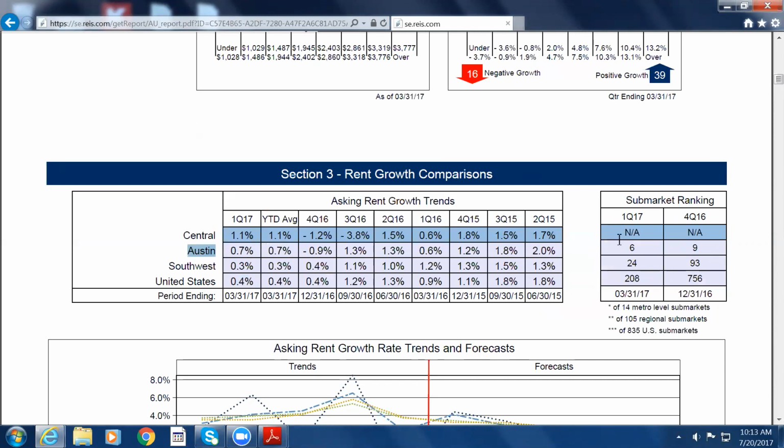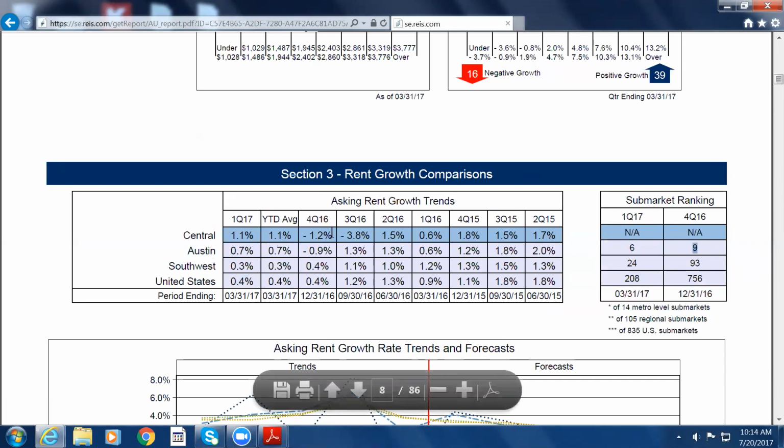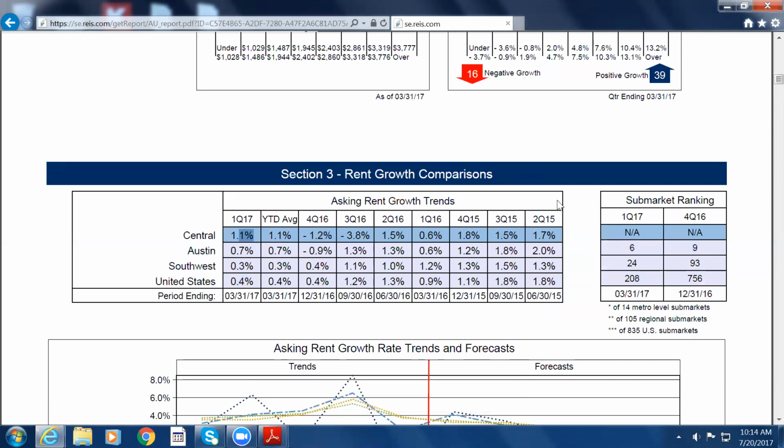On the right-hand side, we can use those figures to rank that submarket. Austin will have 14 total. And now we are at number 6. So your number being a little bit lower is actually better. Looks like we were at 9 last quarter. So rent growth, again, just looking at negative to positive, we can bump up that rank figure. And then if you look at it from a more national perspective, 208 out of 835, all submarkets in the US.